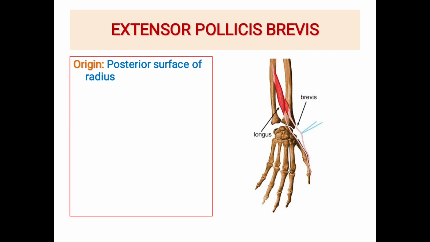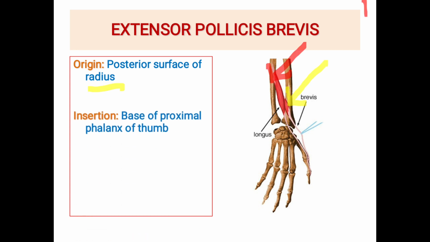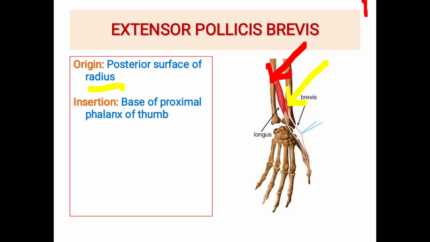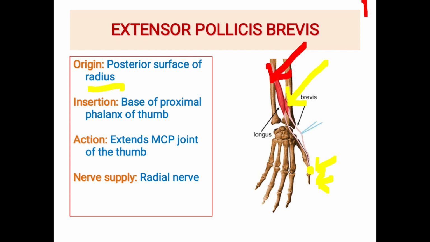So again, arrow red, that's the origin of the longus. Arrow yellow, that's the origin of the brevis. So longus is from the ulna and brevis is from the radius. You have the base of the proximal phalanx. This is the distal, this is the proximal. So proximal phalanx. It extends the MCP joint, of course, because it is extensor pollicis brevis, and it is supplied with the radial nerve.